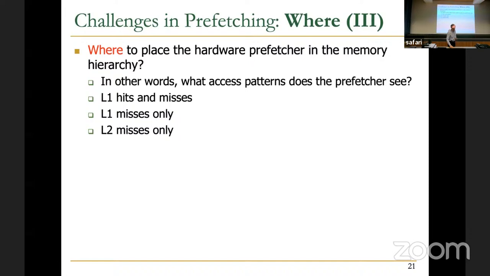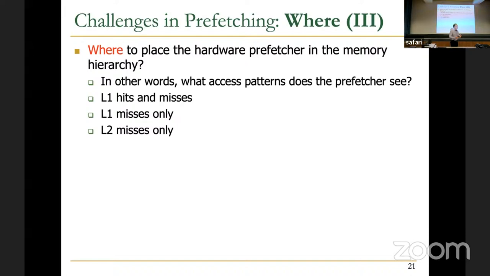Where you place the hardware prefetcher in the memory hierarchy determines what access patterns the prefetcher sees. Does it see the L1 hits and misses? That's basically all of the addresses that the processor generates at the L1. That's a complete access stream, clearly. But if you place it after the L1, the prefetcher sees L1 misses only. Now it's an incomplete access stream. It's filtered. All of the L1 hits are not visible to the prefetcher.